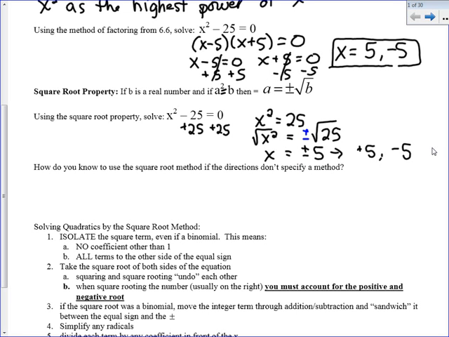I would suggest if you think you're going to forget the plus or minus, don't. There are certain cases which we'll talk about when you can't leave the plus or minus, but in most cases you can leave plus or minus 5. We'll talk about in this section where you can. So plus or minus 5, or if you break it up, you have a positive 5 and a negative 5.